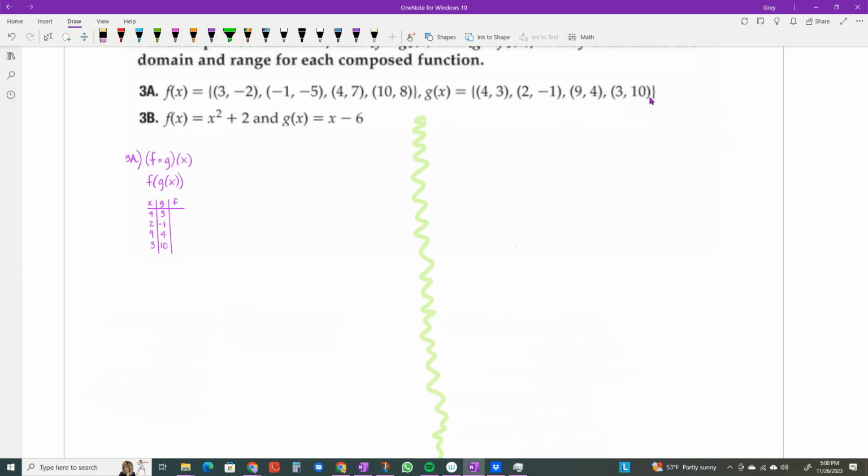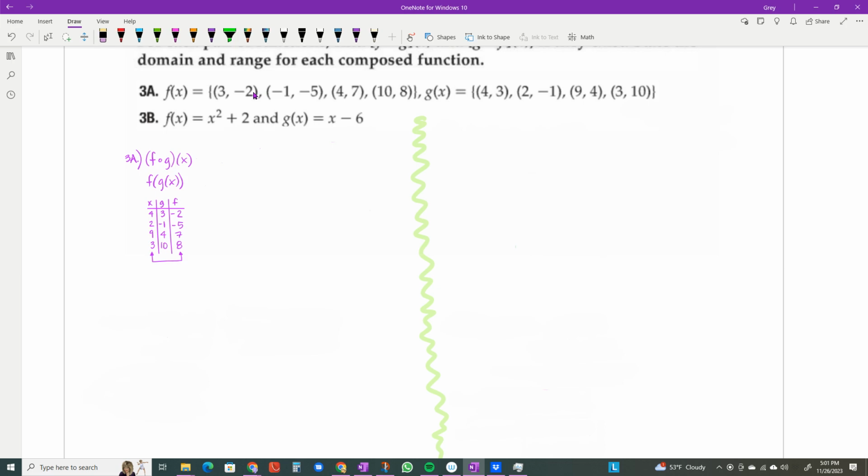Okay. Now what I have to do is take g and plug it into f. So this is my new x: when x is 3, what does f equal? It equals negative 2. And when I plug in negative 1, I get negative 5. When I plug in 4, I get 7. And when I plug in 10, I get 8. But the key, y'all, is the composition of the function is the beginning, what you started with, and what you ended with. So the ordered pairs are going to be just those columns.